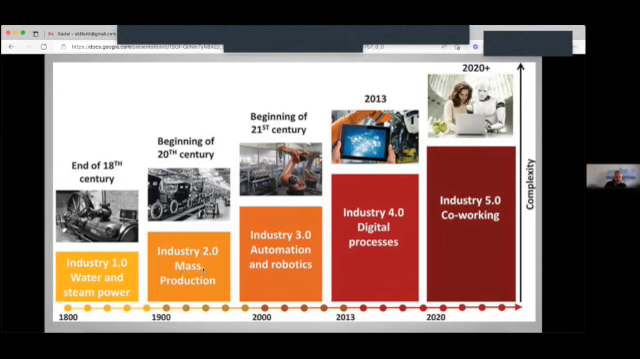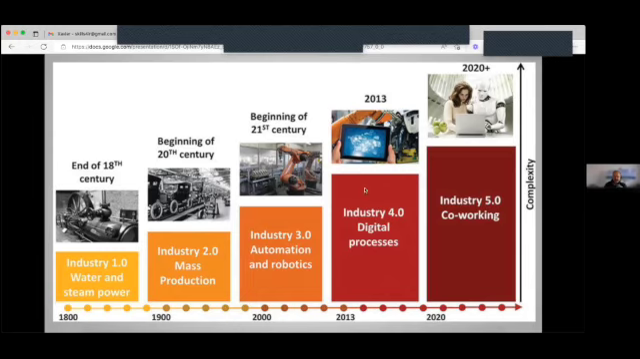Industry 2.0 is all about mass production, and you will recall in the video you would see the little Model T Fords coming off the ramp, and it became very popular as a way of manufacturing, getting more goods out, and so on. Then around the beginning of the 21st century, there was the introduction of automation and robotics. And interestingly enough, in your production plants, you would see robots being used here and there to do welding and other stuff. Then in 2013, Industry 4.0 was born, which is largely about digitizing processes.